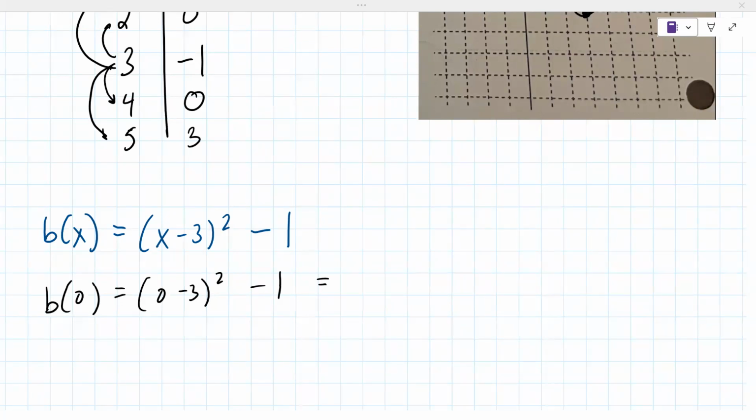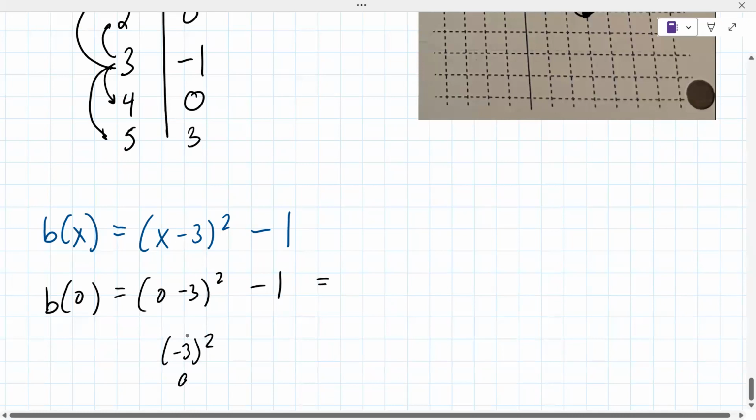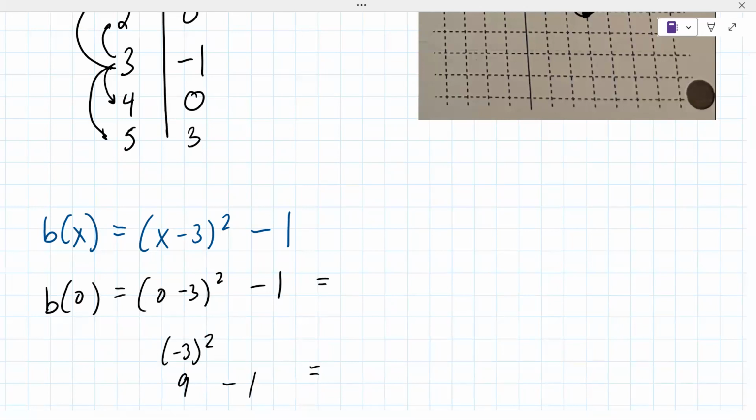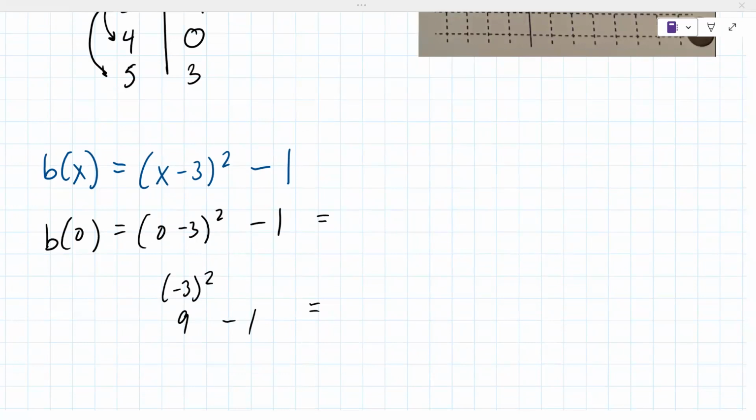Is it -10? It is not -10. It is -3 squared, which is 9, minus 1. So remember, when you square a negative, since it's inside parentheses, it will become positive. So 8. Yes.